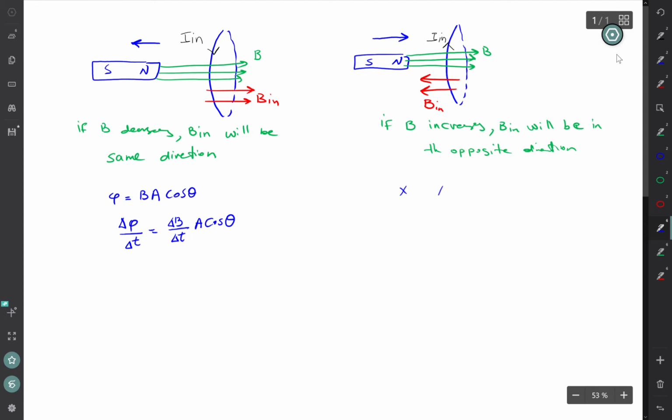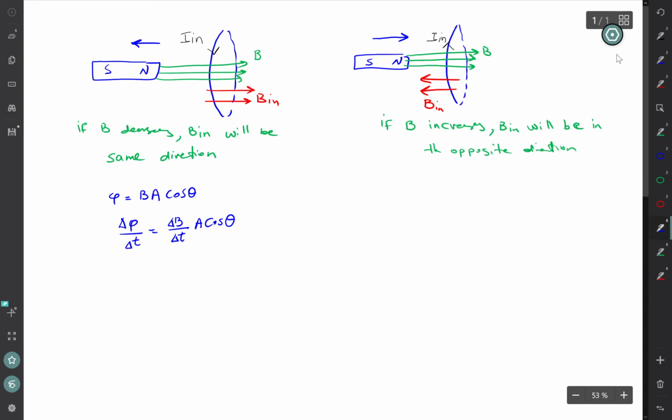Or you could have magnetic field lines going into the page, and you could have a rectangular loop in here, and you could increase or decrease the amount of the magnetic field. In that case, you have delta B over delta t, and you have the same area. Area is not changing, and times cos theta, that would change the flux. The change in flux can create an induced voltage.